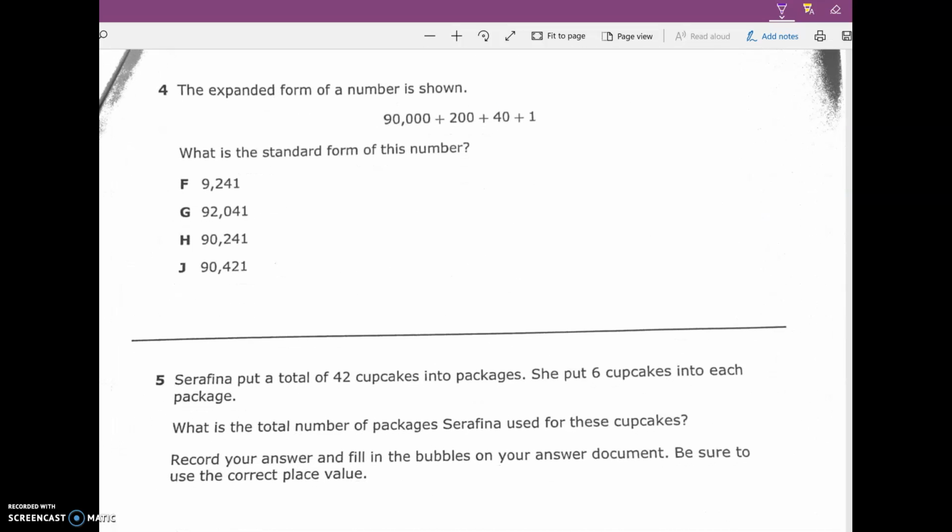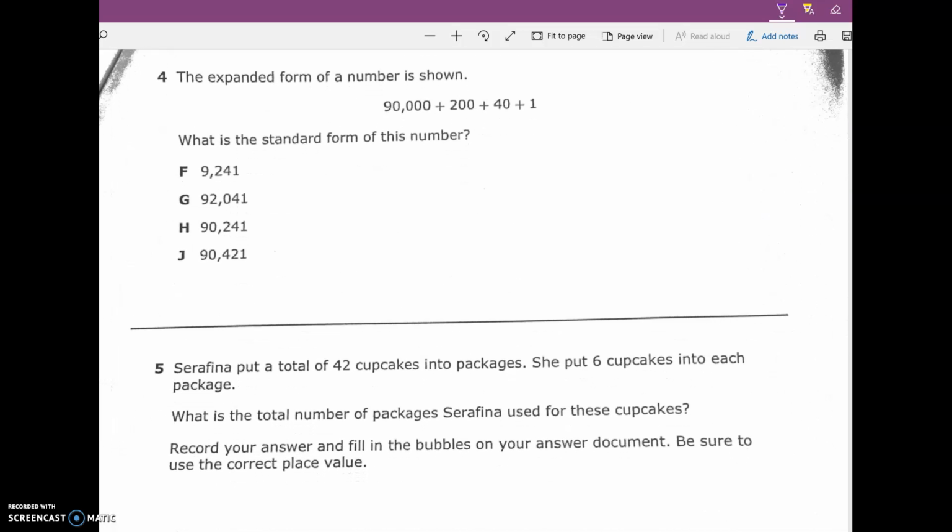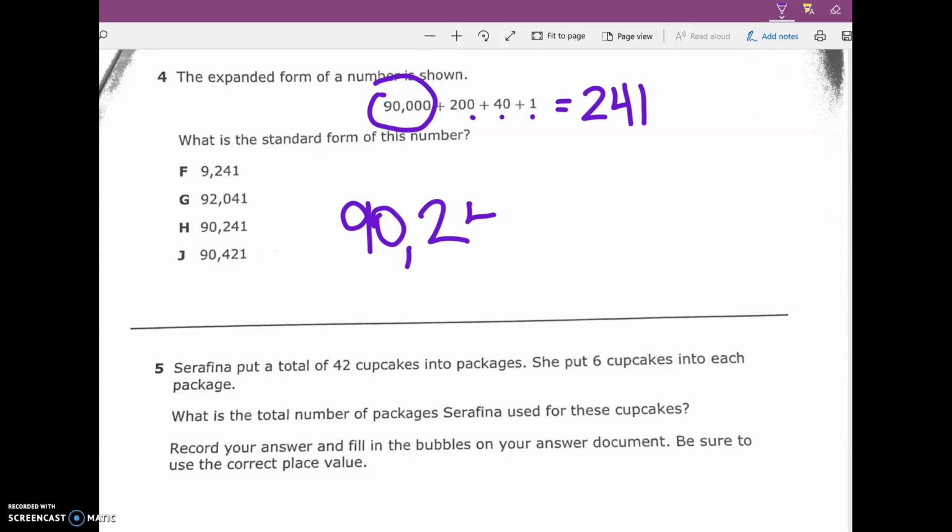Let's go on. Number 4. The expanded form of a number is shown below. 90,000 plus 200 plus 40 plus 1. What is the standard form? Now be careful here because we're going to shove them together and you've got to make sure that the numbers go in the right places. So 90,000 would be the first part. 200 plus 40 plus 1 is 241. So it would be 90,241. So this is the correct answer.